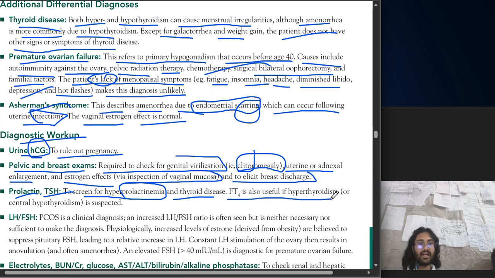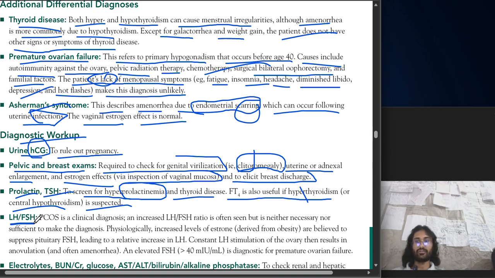FT4 is also useful in hyperthyroidism. So T3, T4 levels, but here T4 levels are also useful if hyperthyroidism or central hypothyroidism is suspected. Central means central. Through the pituitary, the messages are coming. TSH is coming and telling the thyroid, please secrete the thyroid hormone. So maybe there is an excess of messages, an excess of TSH or TRH, thyrotropin releasing hormone, coming, and that would cause the thyroid to function more and more, but it's not in this case.